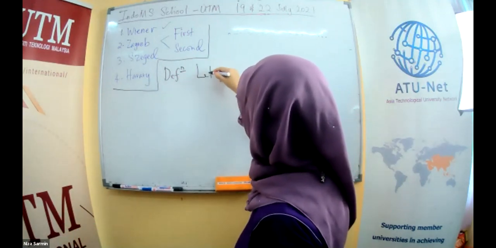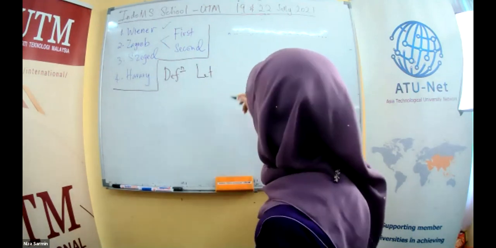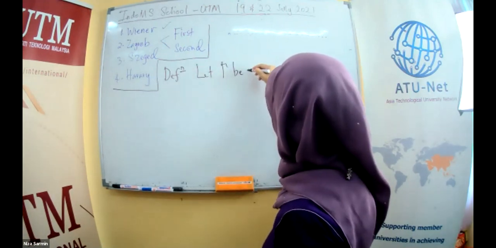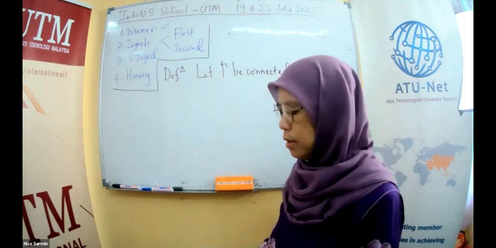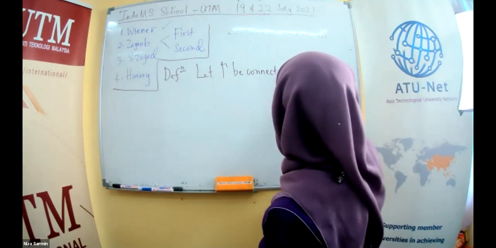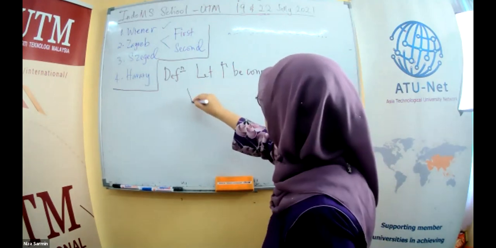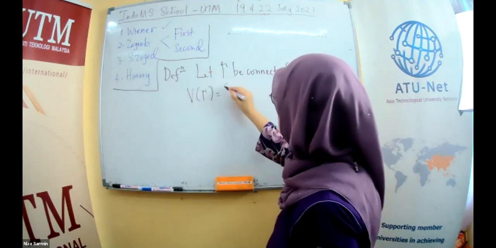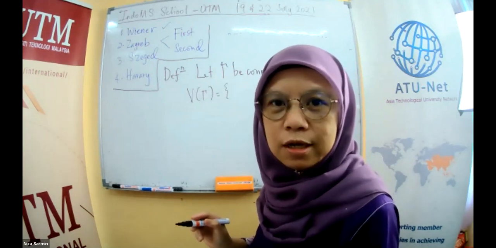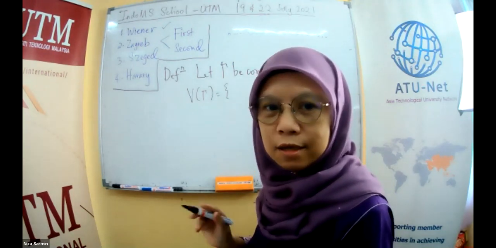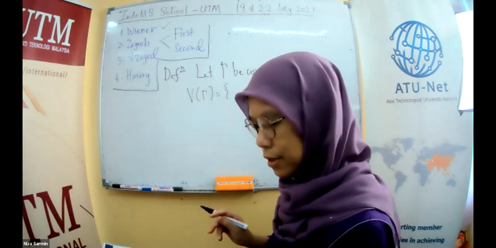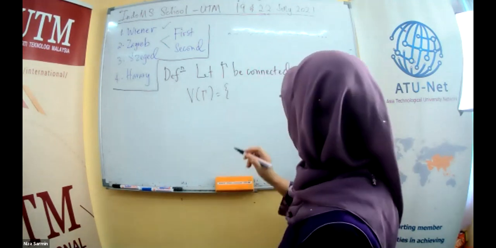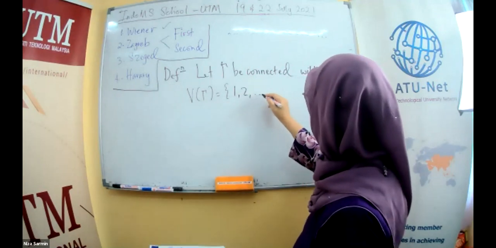Let this graph be connected, and the vertices. I already uploaded the notes last night. You see it, Nidia? Yeah? All right. Okay, so the vertices of this are 1 until n.